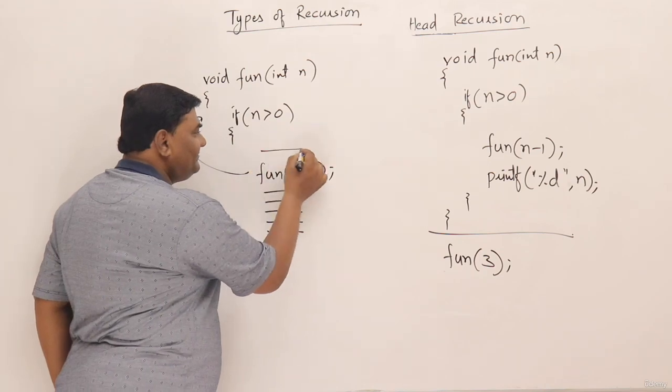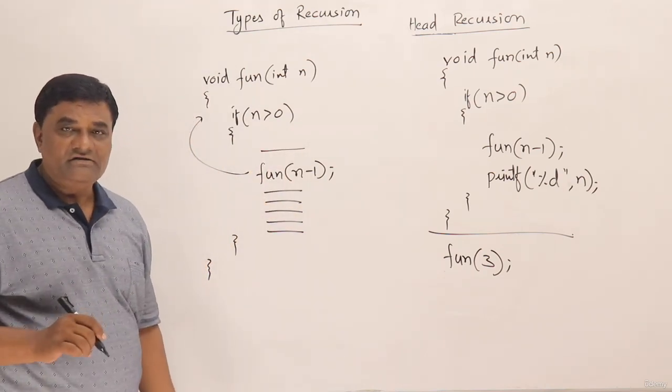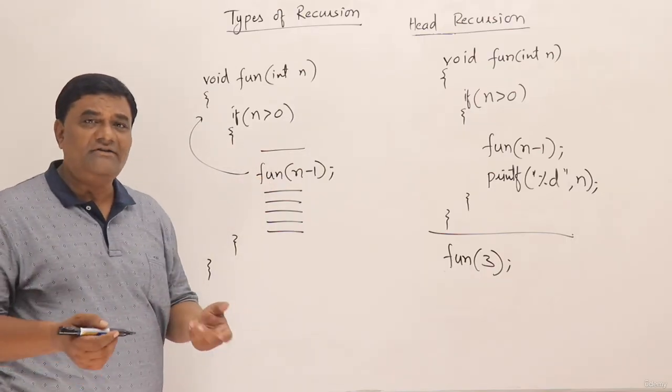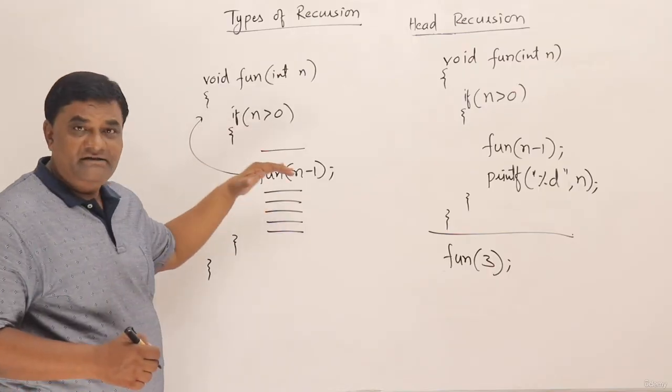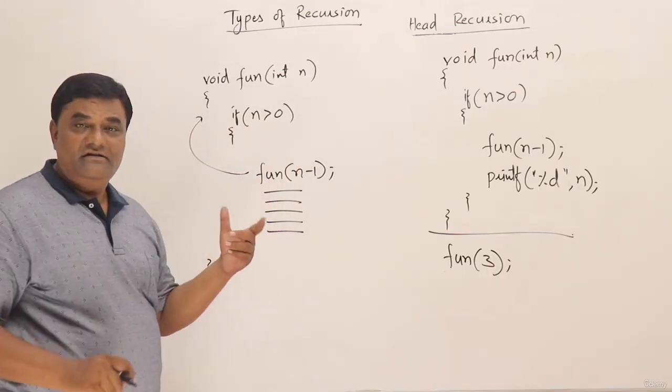If there is something here, then it is not a head recursion, right? If something is there before the function call, it is just a recursion. We don't have to give any special name for that one. If there is nothing before that, then we can say this is a head recursion.